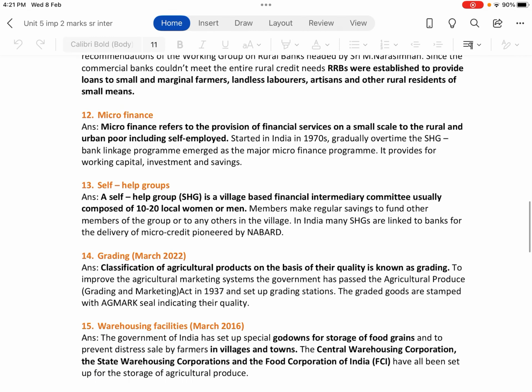Okay, next, the 12th question, microfinance. Microfinance refers to the provision of financial services on a small scale to the rural and urban poor, including the self-employed. See, the name itself says it is microfinance. Micro means small, isn't it? The poor people need a small amount of loan, and at the same time they want the interest to be lower and they want the EMIs to be extended.